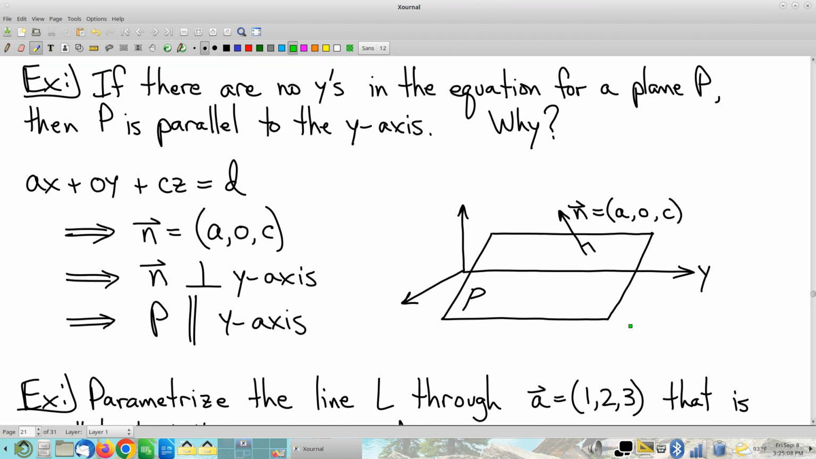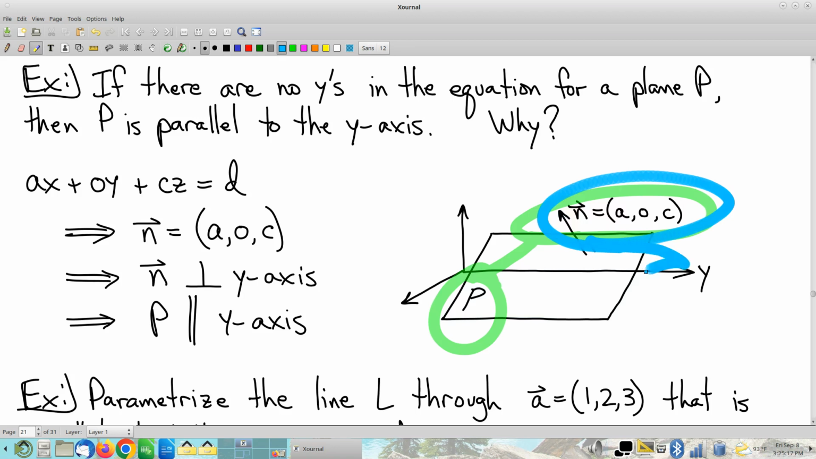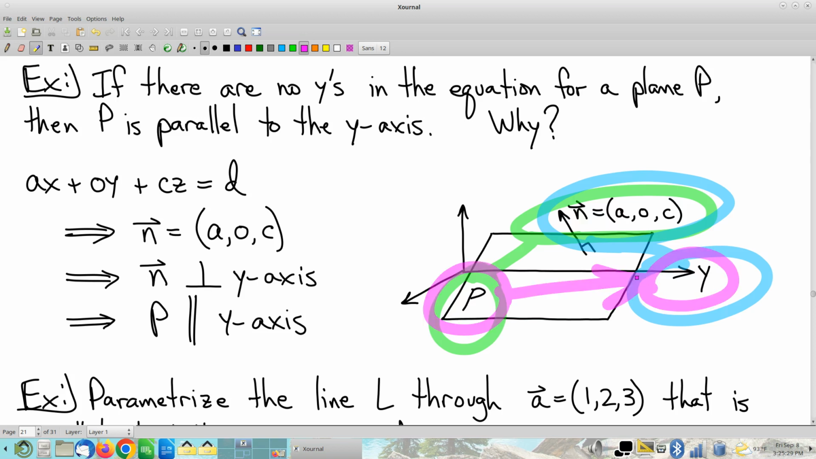I argued that the plane is perpendicular to that normal vector, and the normal vector I directly computed with the dot product was perpendicular to the y-axis. And so, connecting the dots, I infer a relationship between the plane and the y-axis. This time, perpendicular followed by perpendicular gives me parallel.